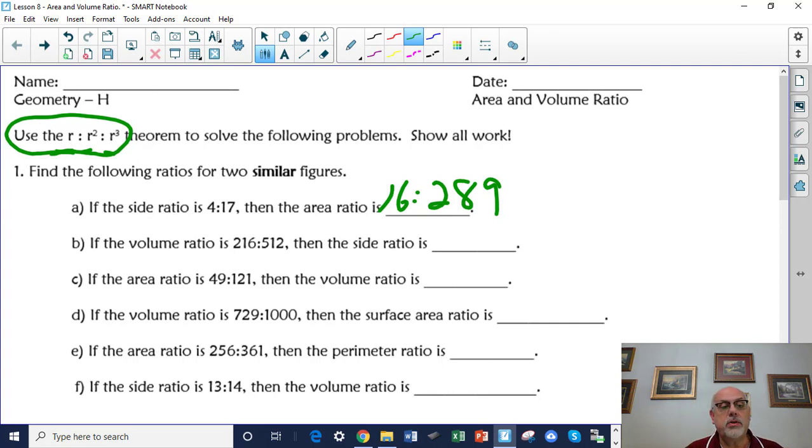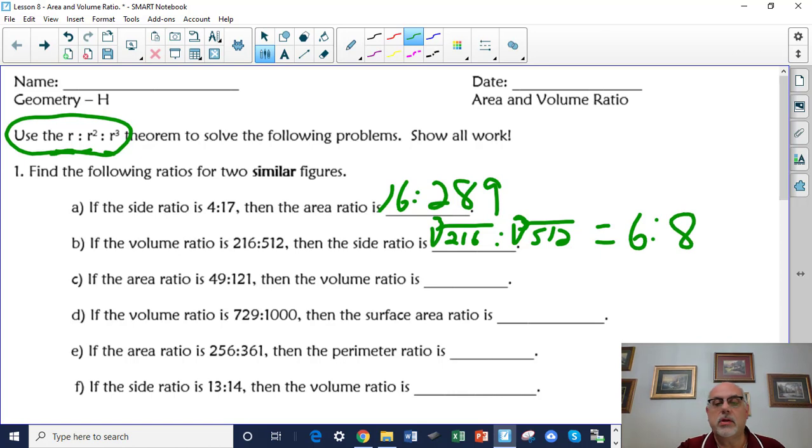So now if the ratio of the volumes is 216 to 512, going backwards from volume to side, it's the cube root, right? So you have the cube root of 216. And that would be compared to the cube root of 512. And that is a 6 to 8 ratio. Okay?